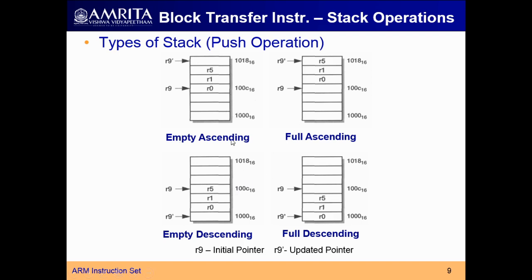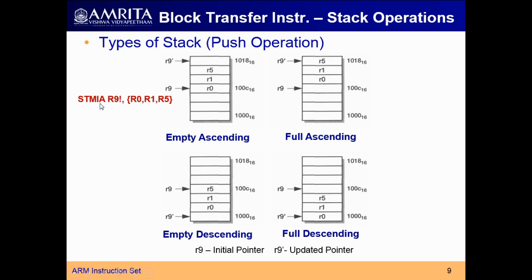So for empty ascending, what is happening? First the store operation will take place, then incrementing will take place. First store, then incrementing. So what is it known as? What type of addressing mode should you use here? Increment after. So first store, then increment. So it is increment after. So you should use STMIA.